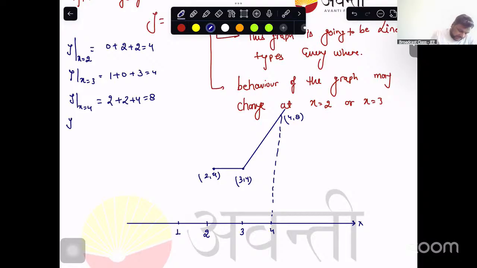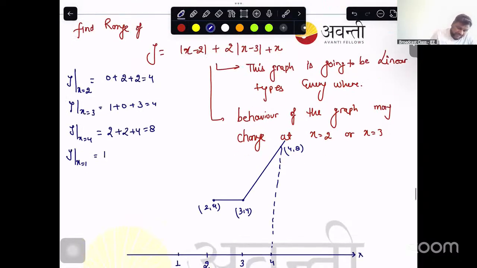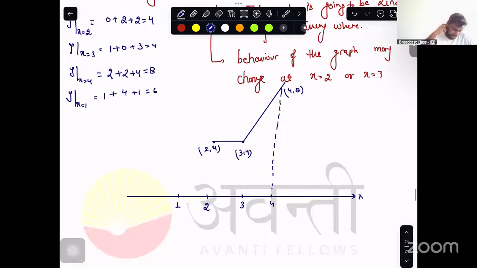So y at x equals 1 is going to be 1 plus 4, 1 minus 3, 2 to the 4 plus 1, that is 6. So at 1, it is going to be (1, 6). So the graph will be of this type. Now, this is the graph of this type of function.